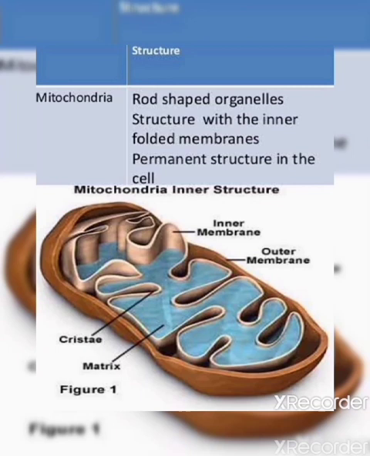Now I will tell you the functions of mitochondria. Children, you already know that mitochondria is also known as the powerhouse of the cell because it releases energy from pyruvic acid, which is produced in the cytoplasm, in the form of ATP. Full form of ATP: adenosine triphosphate. Mitochondria also helps in synthesis of respiratory enzymes.